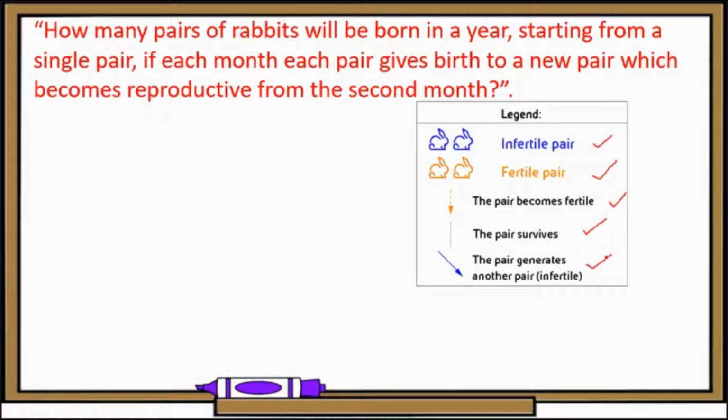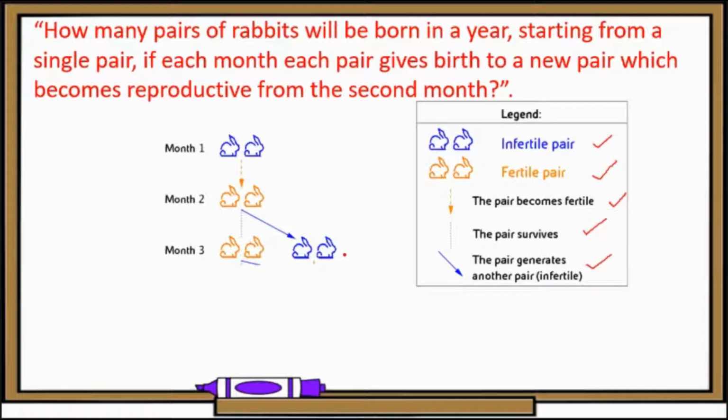So let's start with month 1. We have a pair of infertile rabbits. On the second month, the pair becomes fertile and ready for mating. On month 3, the original pair is able to produce a pair of infertile rabbits. All in all, we have 2 pairs of rabbits now.